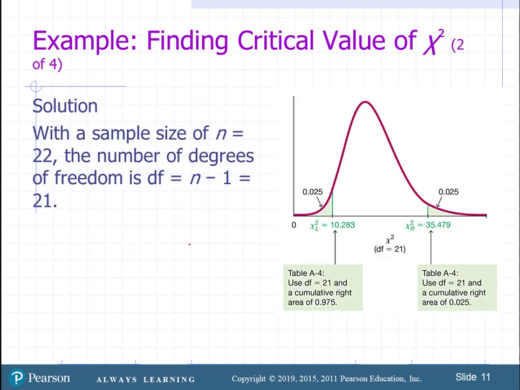So here we go. Here is our table, and you can see we have a confidence level of 95%. That means the 5% outside of what we're interested in will be split between the lower tail and the upper tail. We're going to use degrees of freedom of 21, and we're going to look for the cumulative right area of 0.975. We're also going to use degrees of freedom of 21 with the cumulative area at the top of 0.025.